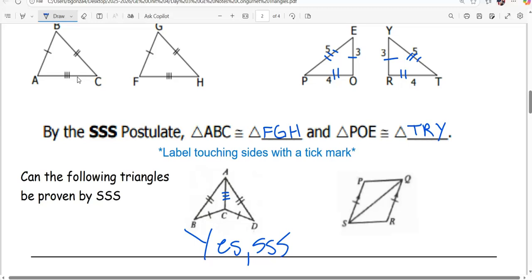So, what about over here? Are these two touching? Yes. What do I have to put right there where they're touching?